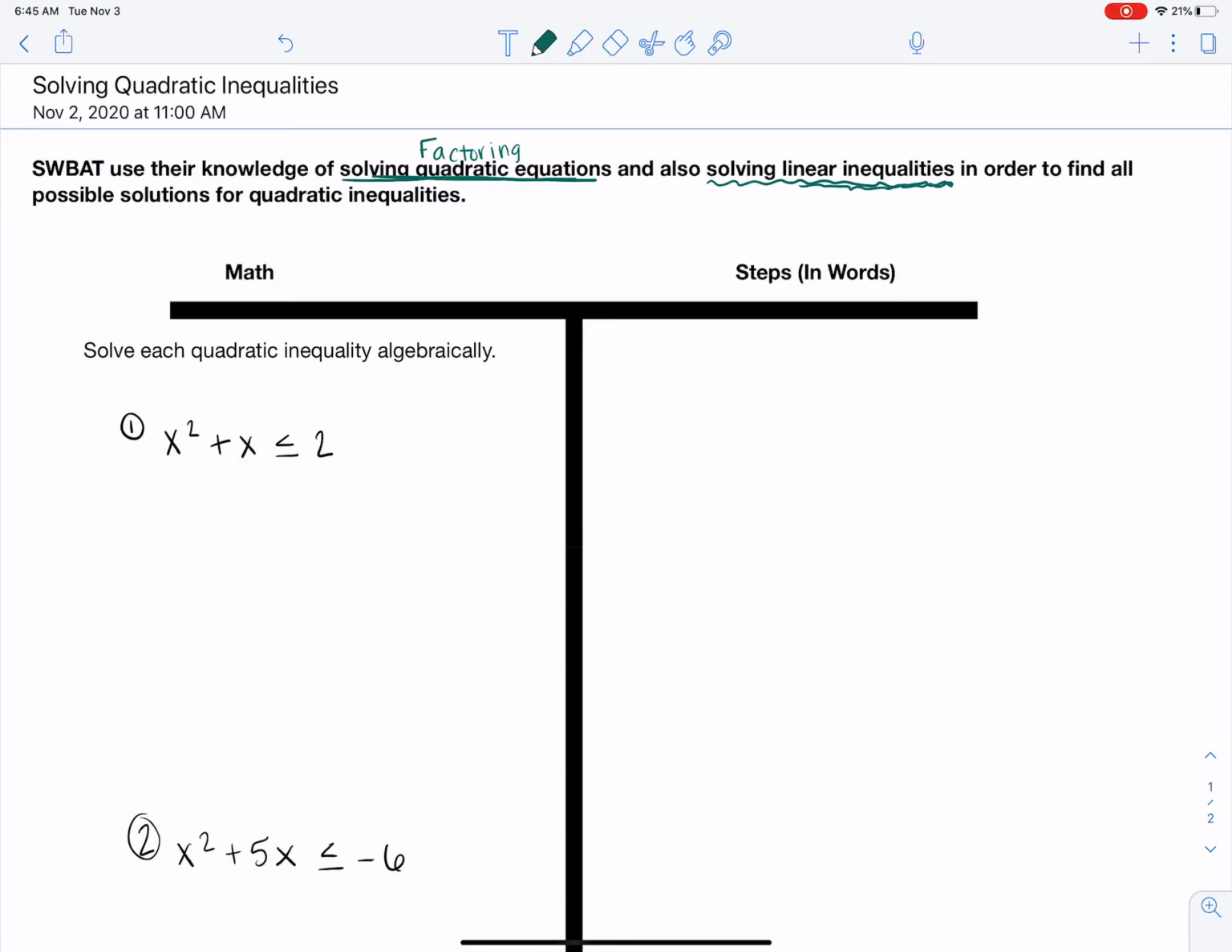So that's why we're going to use 2-column notes. All right. Your instructions are to solve each quadratic inequality algebraically, which just means we're going to do it without a graph. So like I said, I'm going to use factoring today.